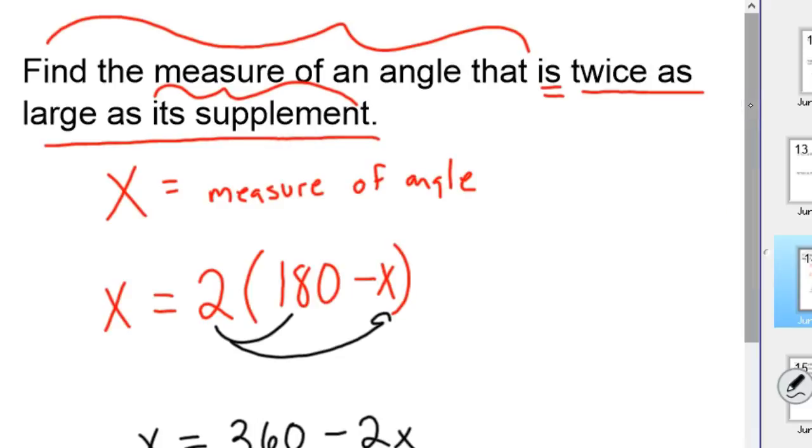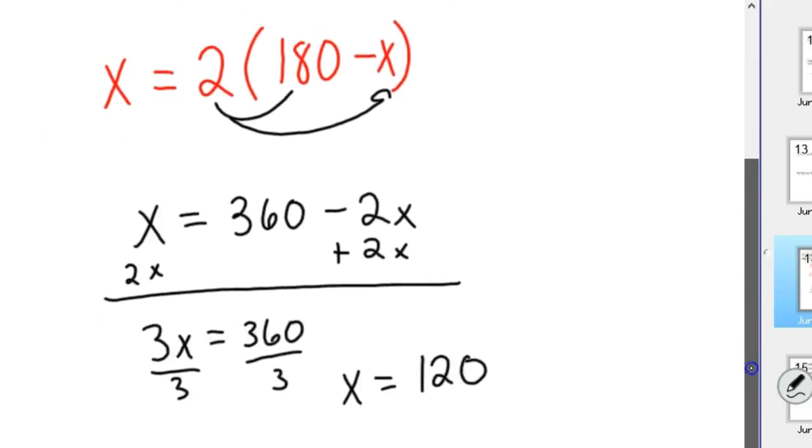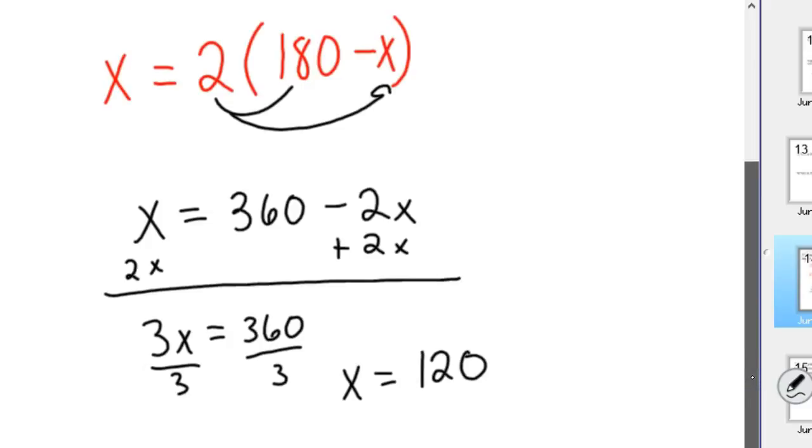So it always makes a lot of sense if you go back and look at it and make sure that 120 makes sense at all. It says find the measure of an angle that is twice its supplement. So the angle is 120, its supplement is 60, and yes, 60 times 2 is 120. So this 120 is our angle that we're looking for.